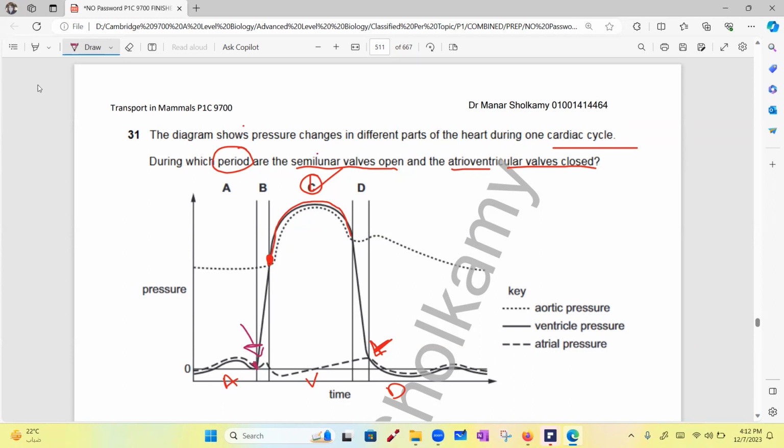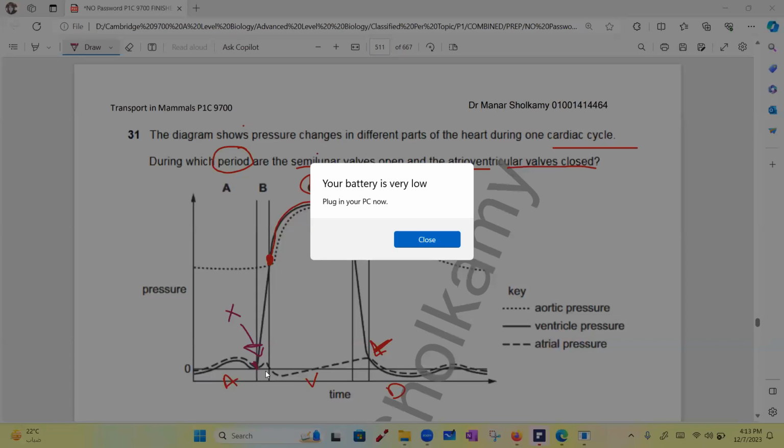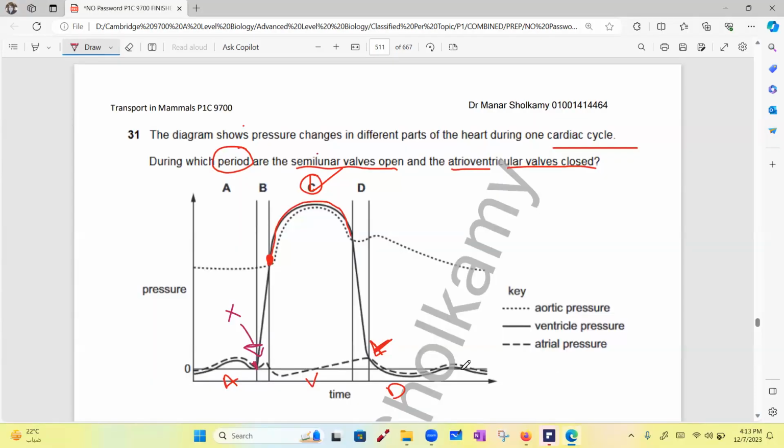Sorry, miss, can you say again? At this point, the point I'm marking, let's say point X, the atrioventricular valve will open or close? Close. It will close, okay? Because this is the beginning of the ventricular systole, and once the ventricles contract, they have to close.